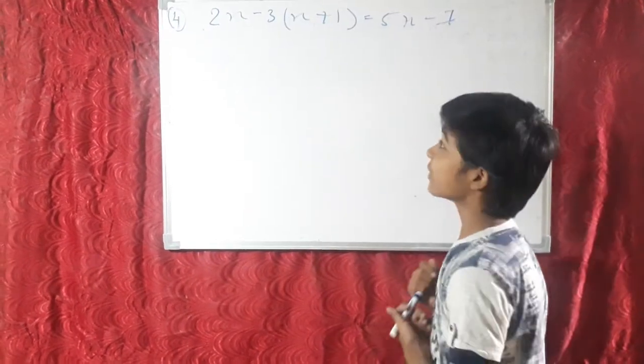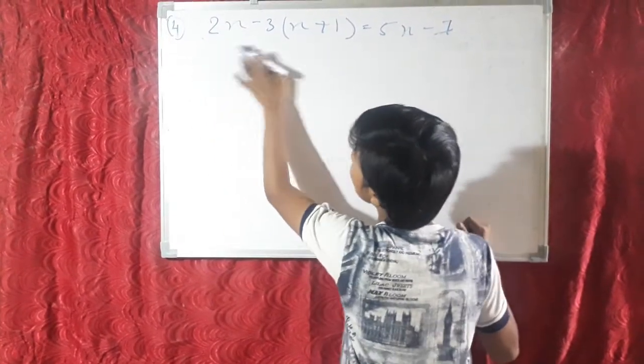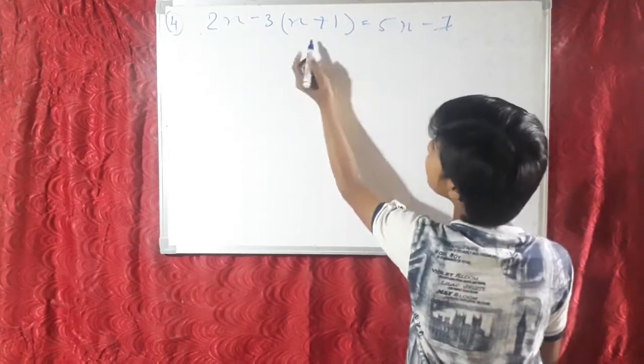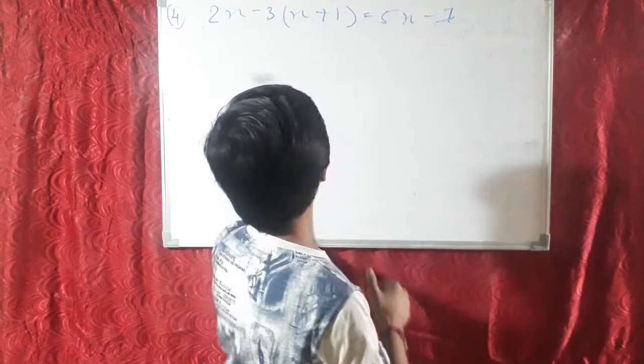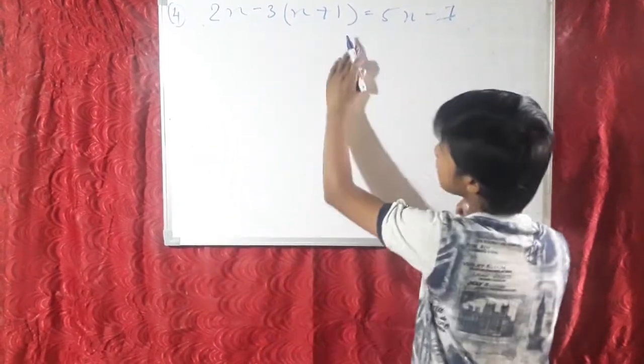Friends, now we are going to see our fourth number question. What is 2x minus 3(5 means x plus 1) equals 5x minus 7? So you have to solve this equation. Now we will multiply this first.